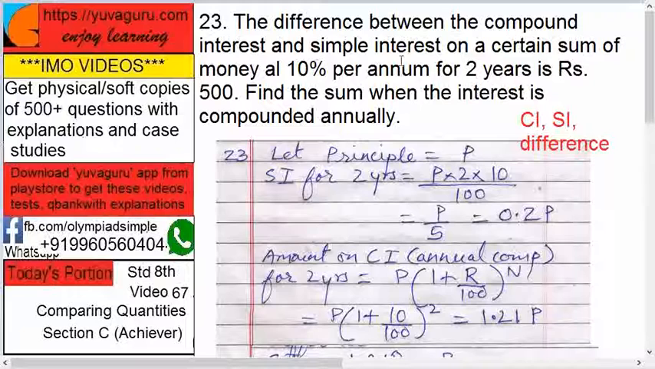Difference between CI and SI. It means you have to find first compound interest, then simple interest, and then the difference. Okay. So let's start one by one. Let the principal be P.